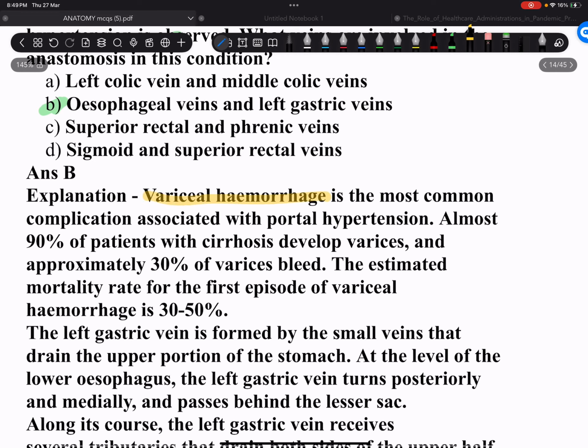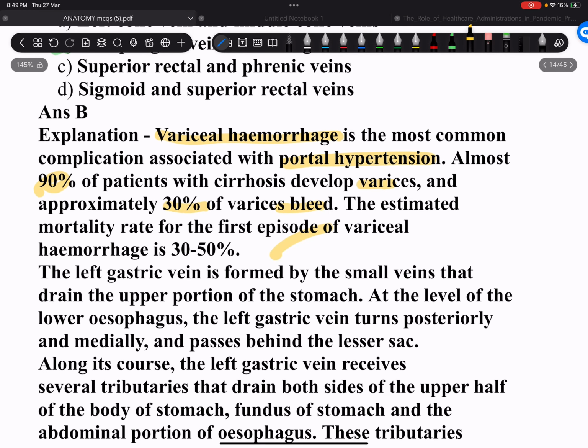Now let's see this. Variceal hemorrhage is the most common complication associated with portal hypertension. You have to know this. Ninety percent of patients with cirrhosis develop varices, and approximately 30% of varices bleed. The estimated mortality rate of the first episode of variceal hemorrhage is 30 to 50%.